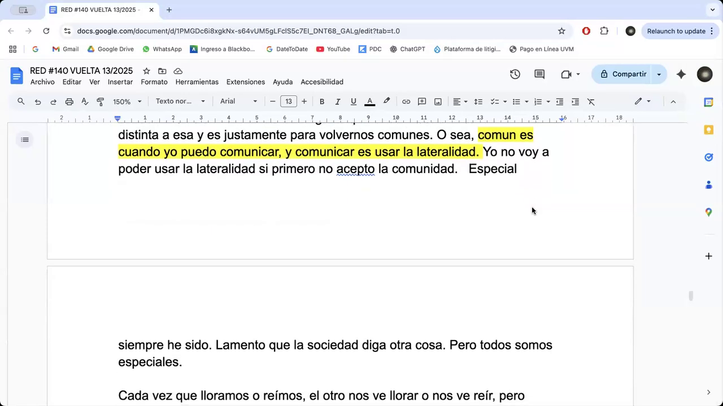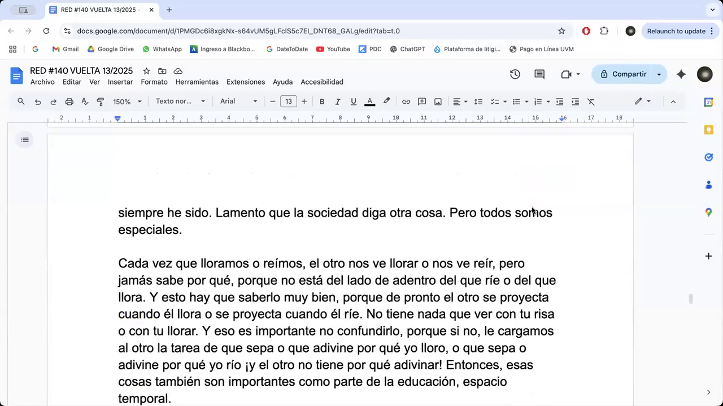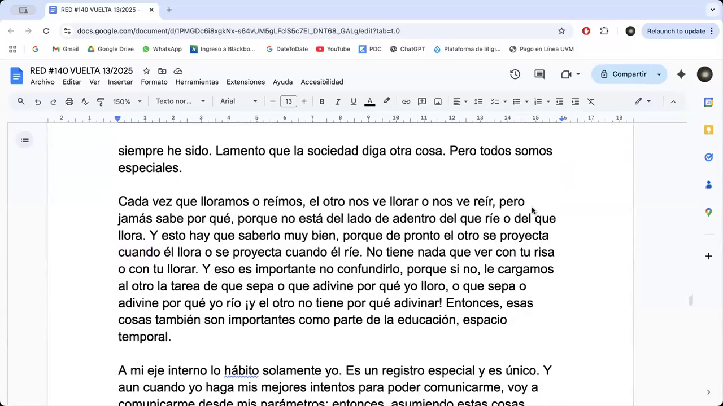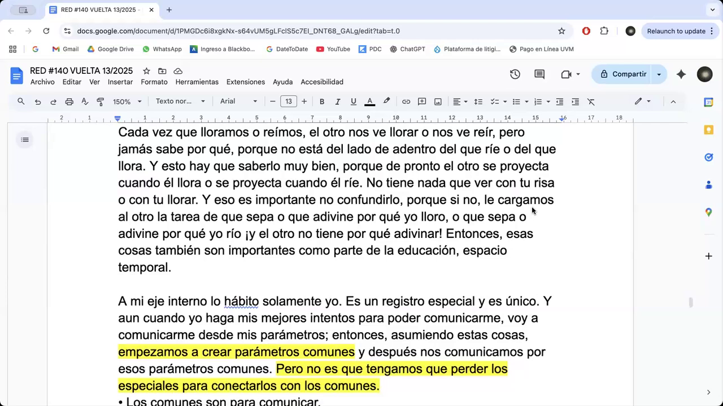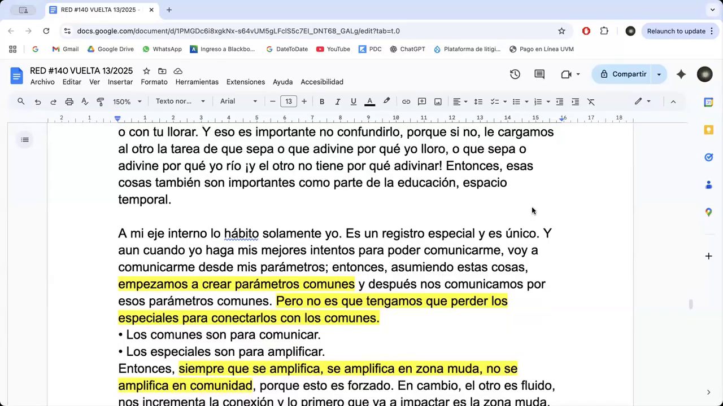So common is when I am able to communicate, and to communicate is to use laterality. I am not going to be able to use laterality if I do not accept community first. Because special, I have always been special. I am sorry that society says otherwise, because we are all special. Every time that we laugh or we cry, the other person sees us cry or sees us laugh. But the other person will never know why we are laughing and crying, because they are not inside us. And we should know this very well. We should not confuse this, because if we confuse this, we are burdening the other person with the task of guessing why I'm crying or guessing why I am laughing. But the other person has no responsibility to guess anything.